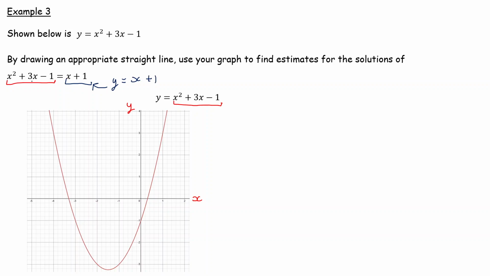Okay, this is saying, where does your quadratic y is equal to x squared plus 3x minus 1 intersect or cut through y is equal to x plus 1. So I've got to go and draw this straight line on my graph. And there are different ways that you can draw this line. If you're already confident with y equals mx plus c, you'll recognize that the gradient here is 1 and it goes through the y-intercept at 1. So you could plot it like that.